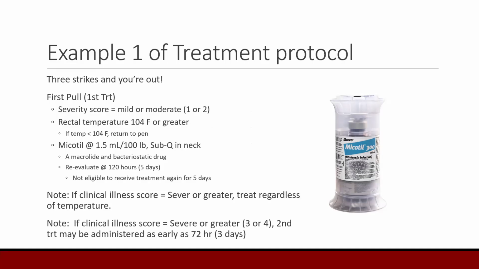We're going to reevaluate this animal at 120 hours. He is not eligible to receive treatment again for 5 days. Then you can have some clauses, right? If I identify this animal as a clinical illness score of 3 or 4, I'm going to treat him again as early as 72 hours. Does that make sense? What you'll find is these treatment protocols are very well regimented, and most of the time, a manager is going to set these up with their veterinarian.